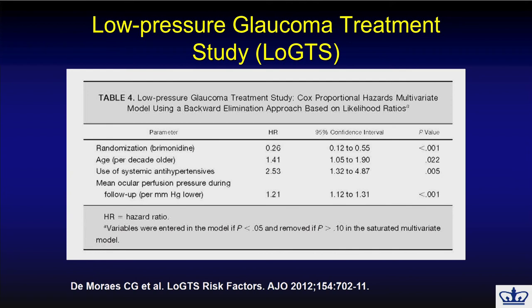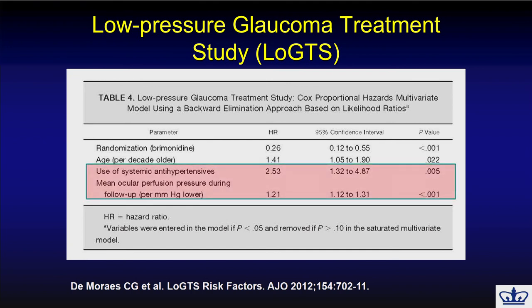This was also true in the Low-Tension Glaucoma Treatment Study, where the use of anti-hypertensive medications increased the risk of developing glaucoma progression more than twofold. So there are many studies now to support that.